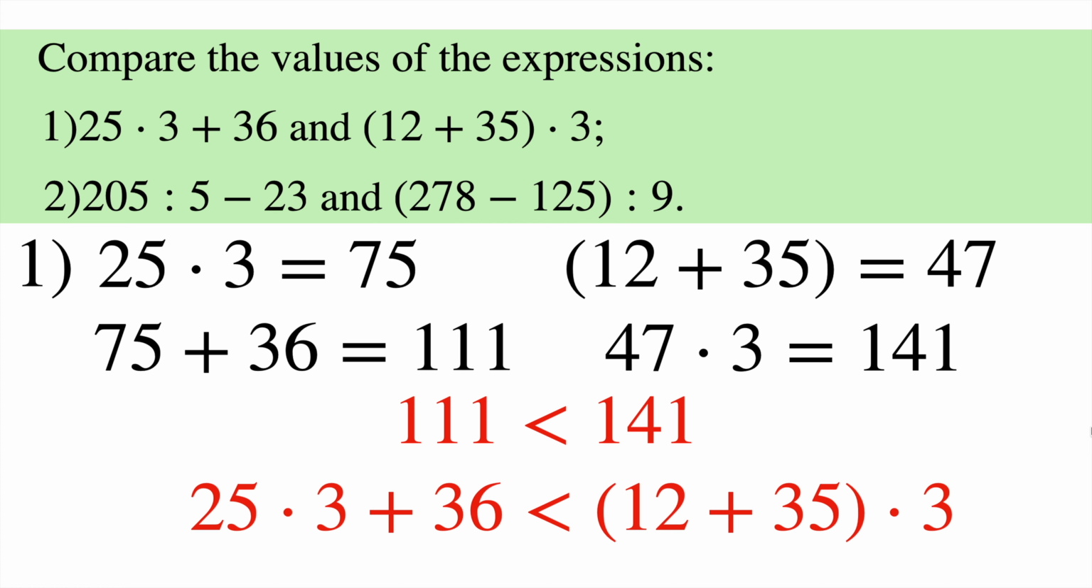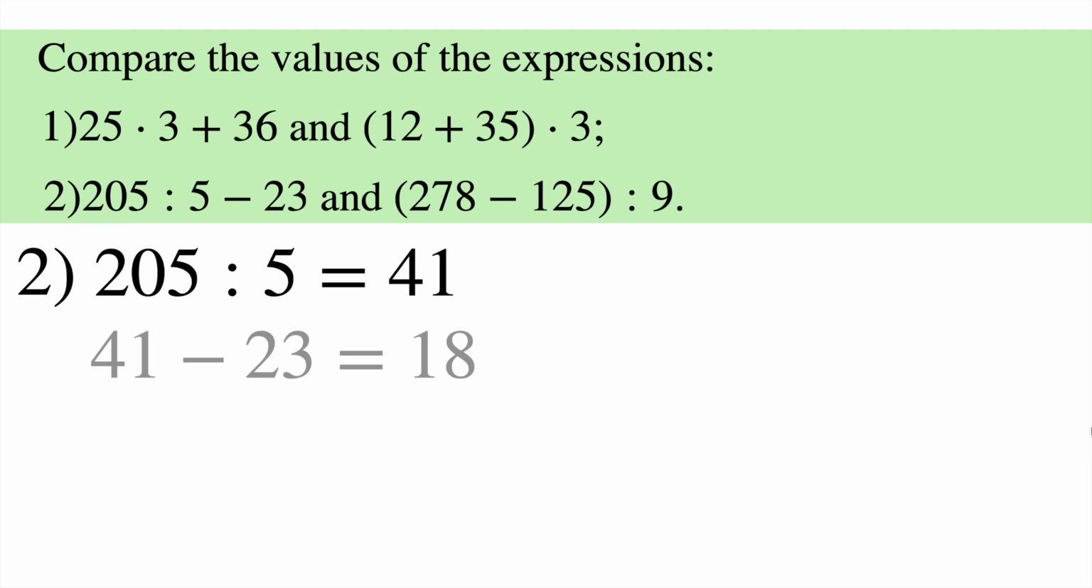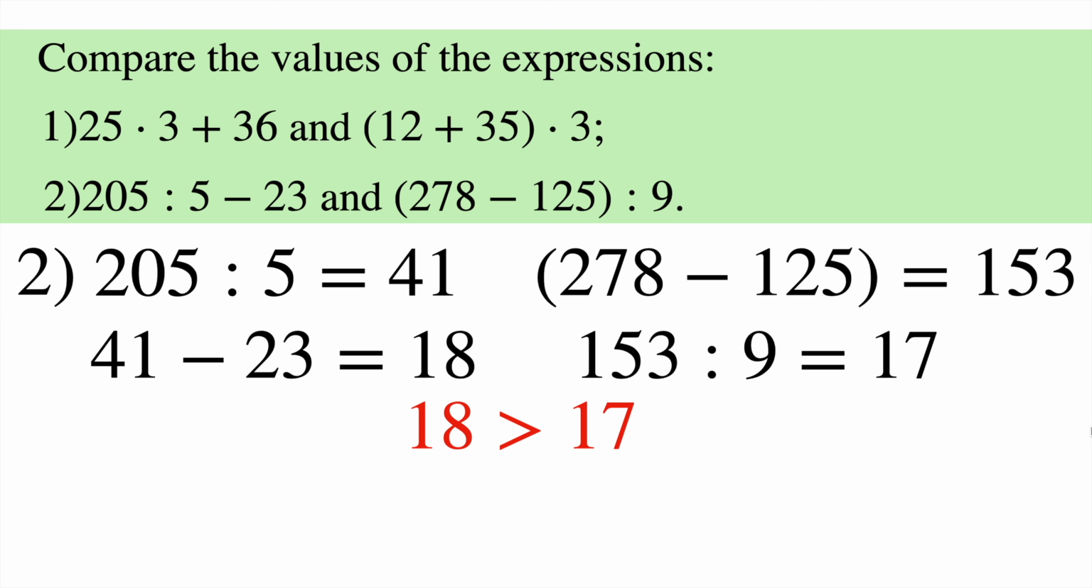In the second task, first we perform division on the left side of the inequality, then subtract 23 from 41, and we get that the result of the left side will be the number 18. Similarly, we can calculate the right side, where we first perform the action in parentheses and only then divide by 9, and we get the result 17. Note that the left side is larger than the right side, and move on to the next question.